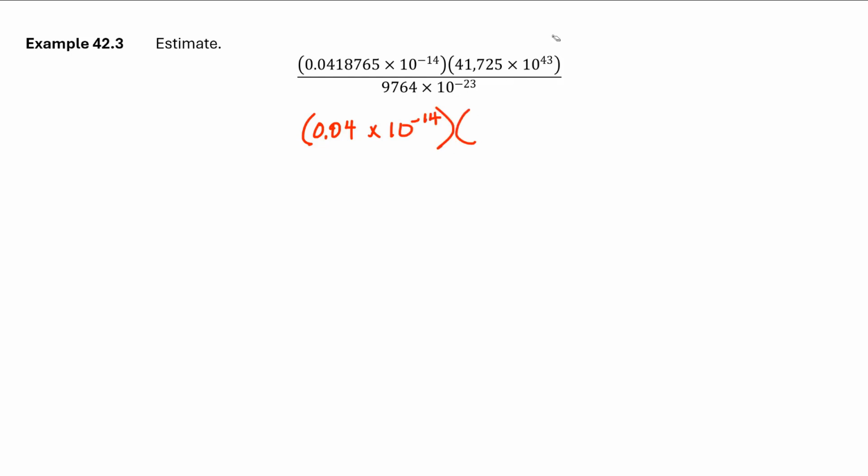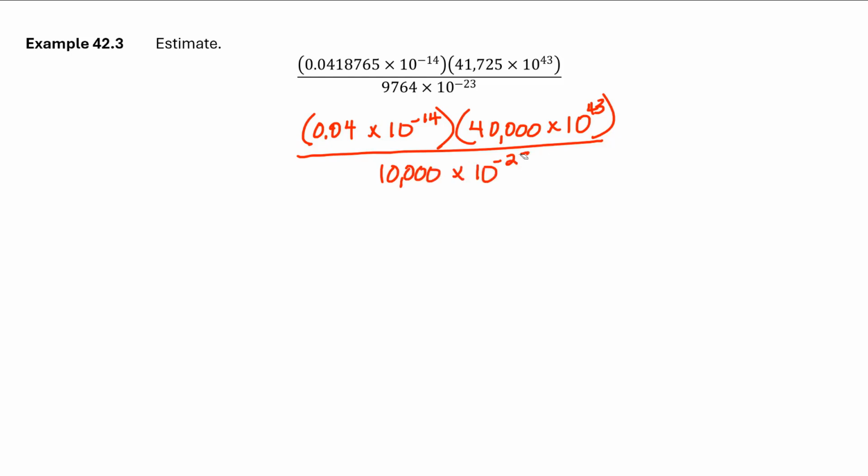And then you've got 41,725. That's close to 40,000. And then 10 to the 43. And then on the bottom, you've got 9,764. That's closer to 10,000 than it is to 9,000. So we're going to write that as 10,000. And then times 10 to the negative 23.